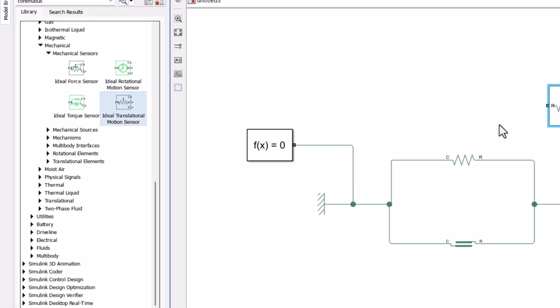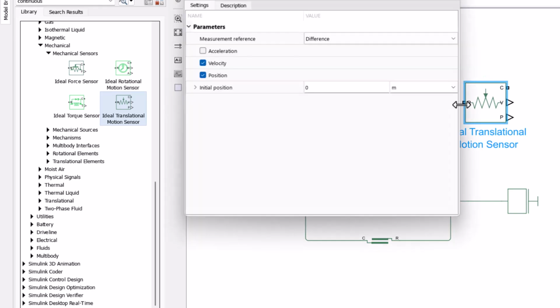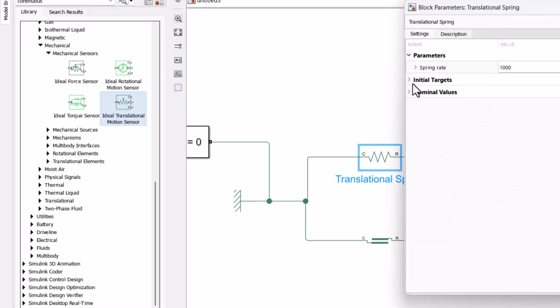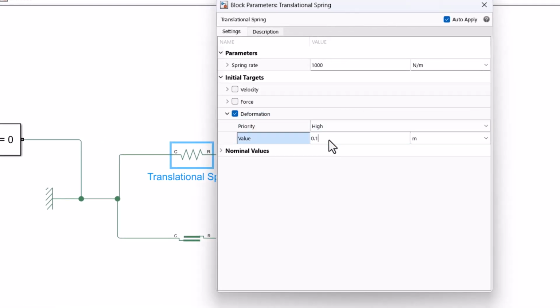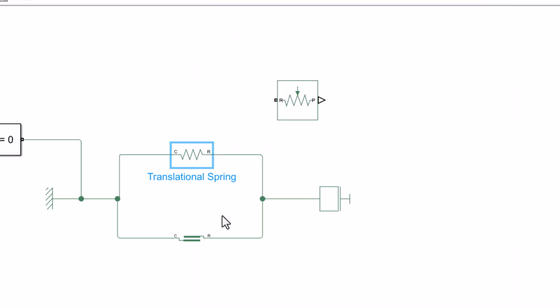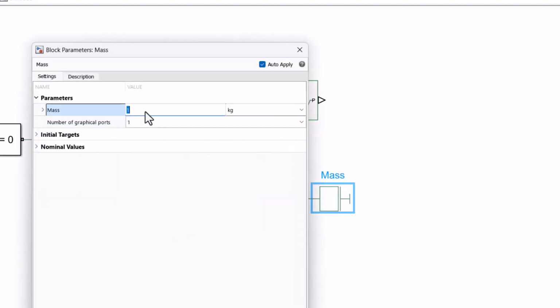So I add an ideal translational sensor. I double click on it and set it as an absolute sensor. I do not want velocity, only position is fine. And as I said, the initial position is 10 centimeters, so 0.1 meters. I set it both for my sensor and for my spring, 0.1. The spring constant was 200 newtons per meter, and the mass was 2 kilograms.